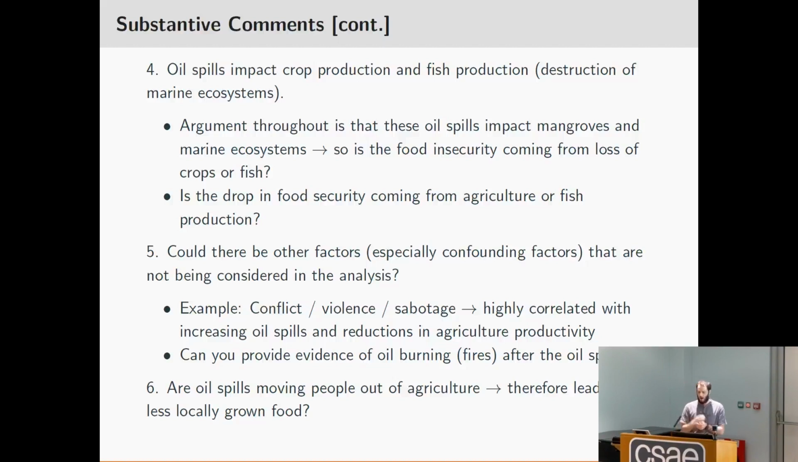Could you provide evidence of oil burning after these spills, right? I think there's data on fires, and maybe you could time that with the oil spills. And then lastly, are oil spills moving people out of agriculture? So maybe this is a reason for local food insecurity, right? People are just leaving because of oil spills, or they're leaving because of conflict. Okay, and that's it. So thank you very much.